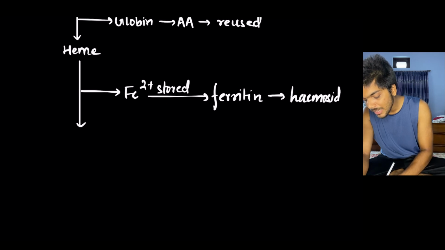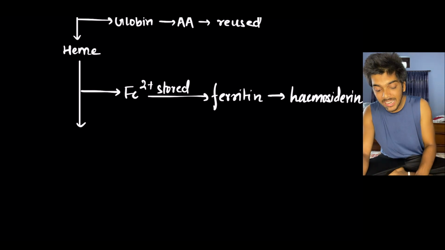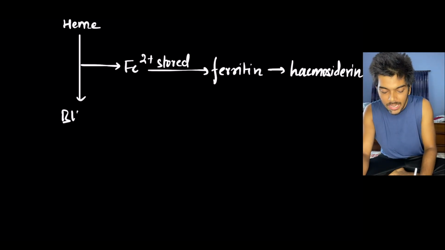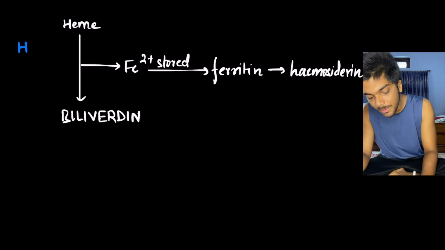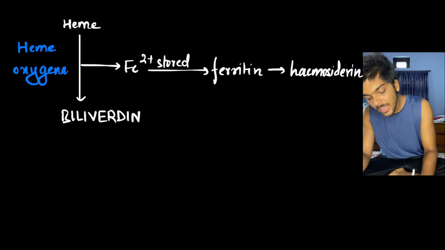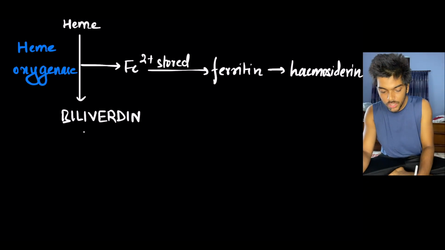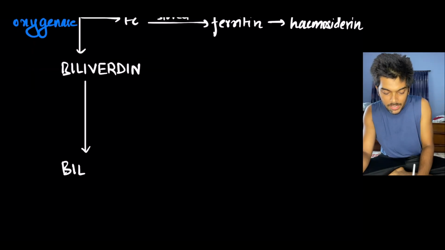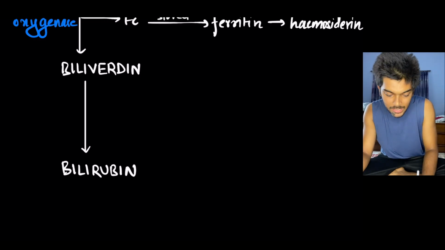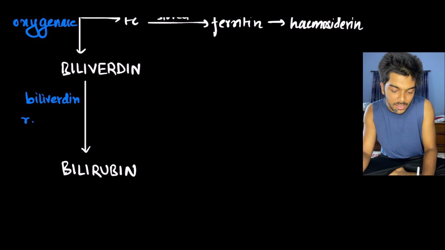What remains is the porphyrin ring. The porphyrin ring gets degraded into biliverdin. The degradation of the porphyrin ring into biliverdin, or the heme into biliverdin, takes place with the help of the enzyme hemoxygenase. Biliverdin is then reduced to bilirubin. This takes place with the help of the enzyme required for reduction, biliverdin reductase.